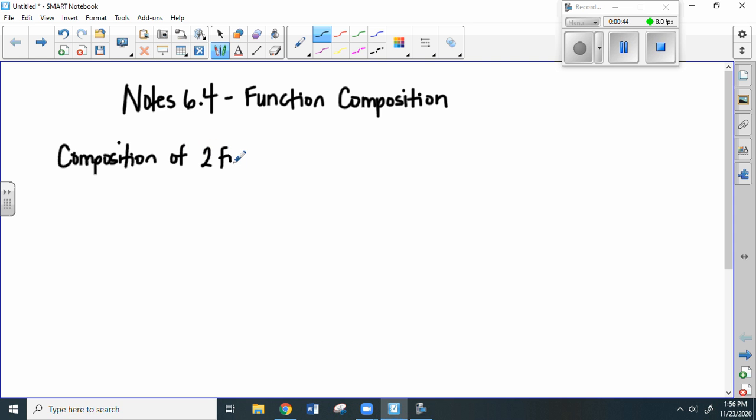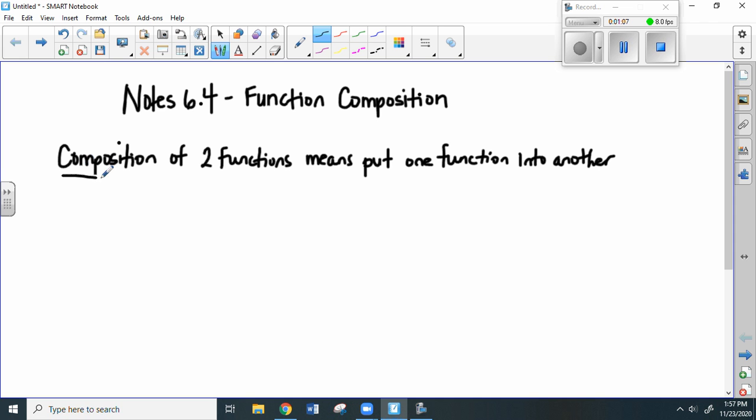So composition of two functions means put one function into another function in place of x. So instead of putting a number in place of x, we're putting another function in place of x. Then simplify. Okay, so composition of two functions means you're going to put one function into another function in place of x, and then you're going to simplify.